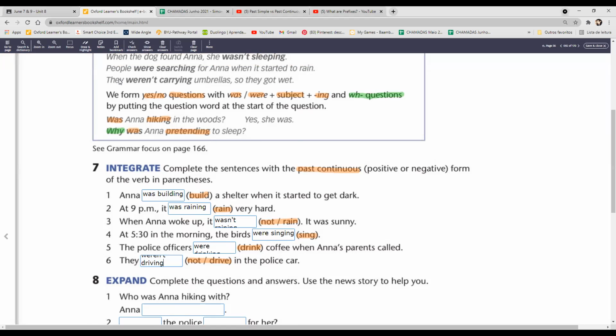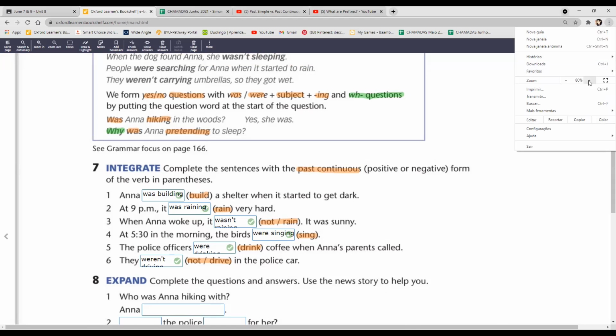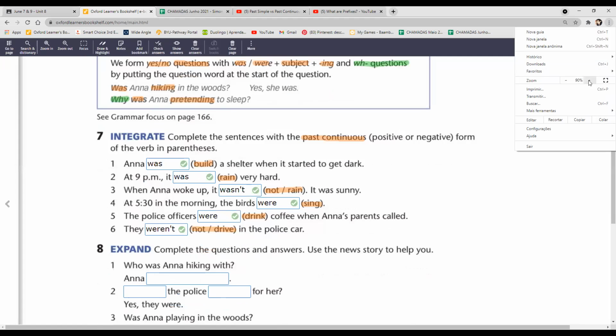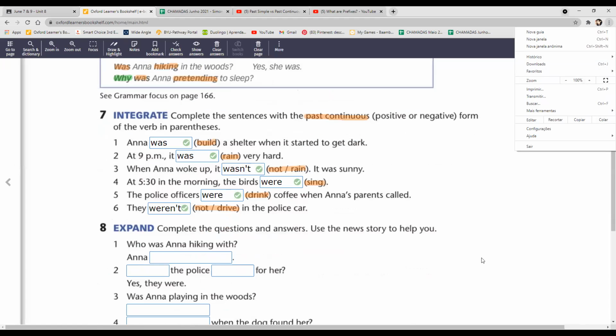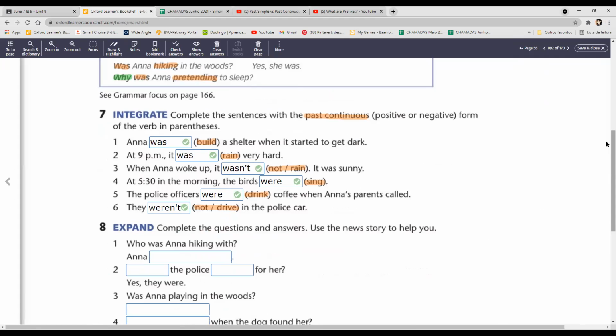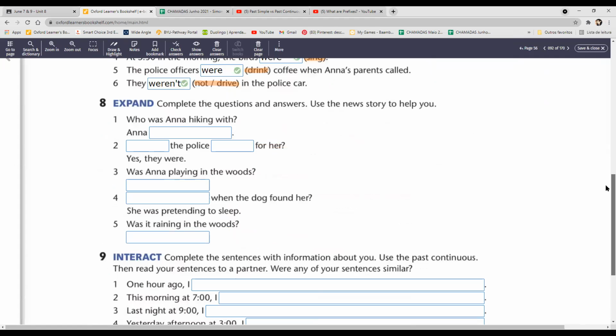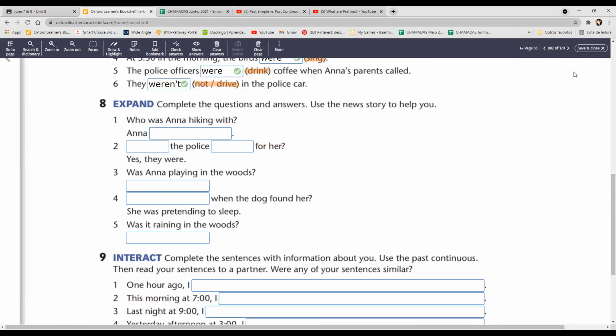Let's check the answers. Let's see if everything is okay. Yes, everything's right. Now let me try to make it a little bigger. So let's see number 8. Guys, complete the questions and the answers. Use the news story to help you.